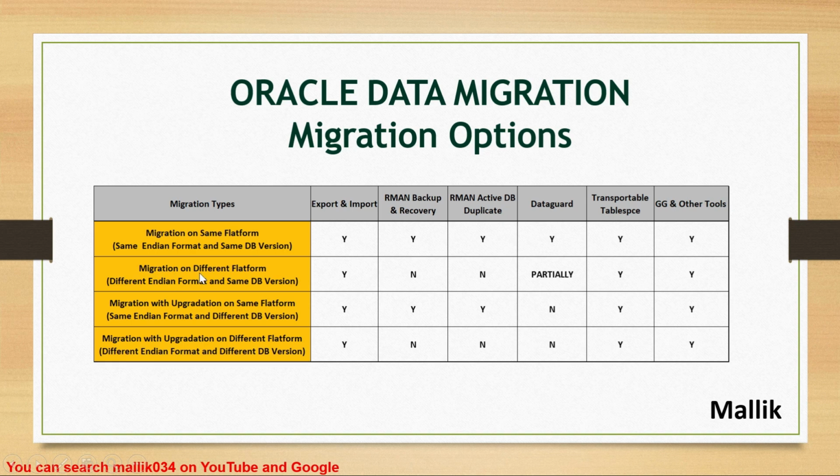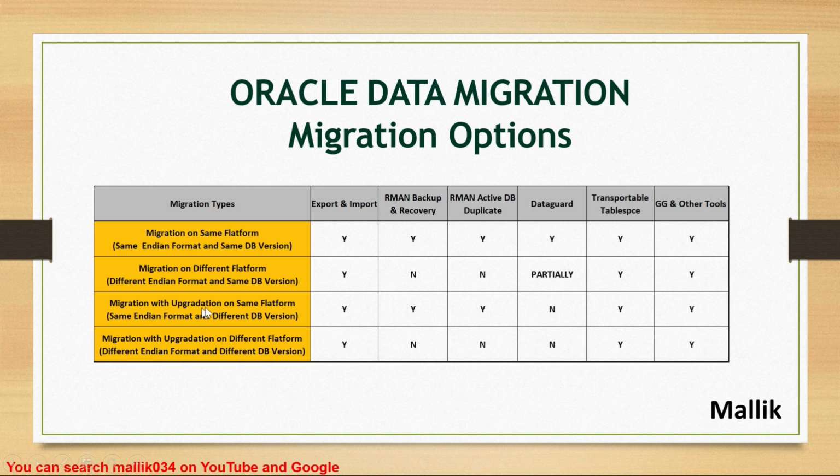The second migration type is migration on a different platform, for example Linux to AIX, or Linux to Windows, or Windows to AIX. It is going to be a different endian format but the same DB version. 11G is going to be 11G, or 12C is going to be 12C, or 19C is going to be 19C. Database version is going to be the same, but the endian format or the platform is going to be different. Linux to AIX, or Linux to Windows, or AIX to Windows, anything.